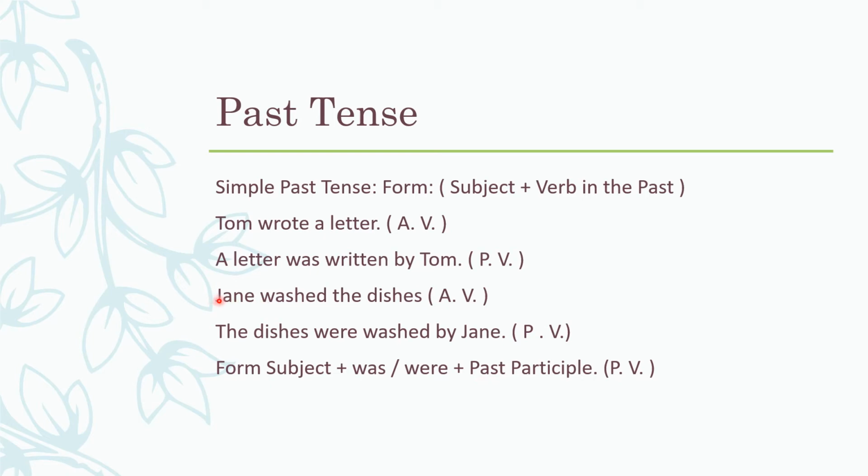The next example: Jane washed the dishes. This is in the active voice. Jane is the subject. Washed is the verb in the past, and this is the object. We have to change this into the passive voice. So the dishes, the object, becomes the subject in the passive voice, and the subject in the active voice becomes the object in the passive voice preceding by. Then you'll use the be form in the past. So we'll use were. Why? Because here the dishes is plural. So the dishes were washed by Jane. Now this washed here in the passive voice is the past participle.